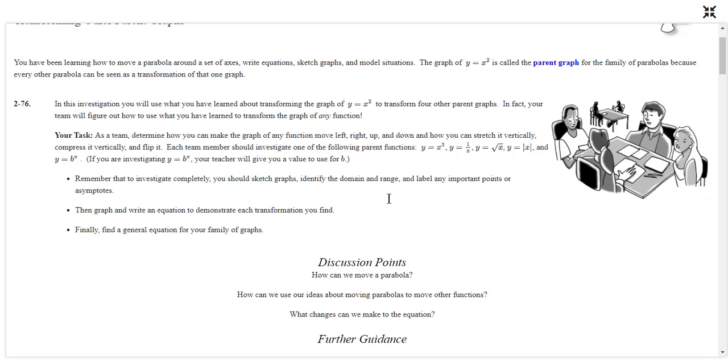So we're going to use Desmos, and we're going to put those into Desmos, and then we're just going to play around and see if we can get all of our graphs to move to the right, move to the left, move up, move down, stretch them, compress them, and flip them. So it's a little bit of a dance move going on today, right?